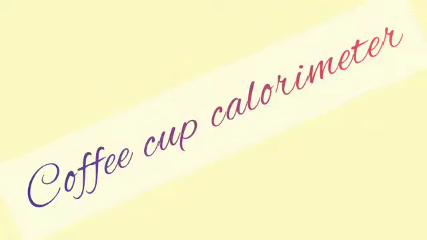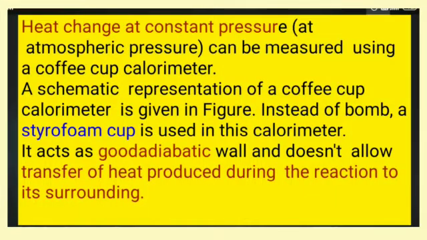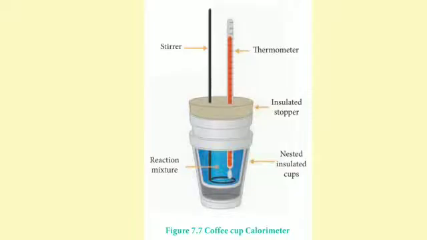Coffee cup calorimeter. Using a coffee cup calorimeter, we can measure the heat change at constant pressure, that is at atmospheric pressure. Here, instead of a bomb, a styrofoam cup is used in this calorimeter. It acts as a good adiabatic valve and does not allow transfer of heat produced during the reaction to its surrounding. This is special about this styrofoam cup. It acts as an adiabatic valve.